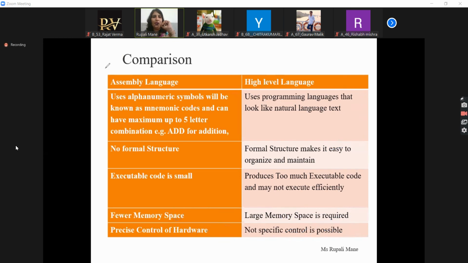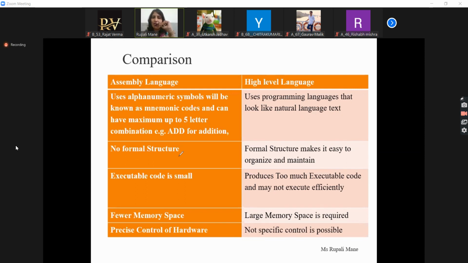Okay, so now you can see assembly language. It uses alphanumeric symbols, which are known as mnemonic codes and can have a maximum of up to 5 letters in combination, for example, ADD for addition. High level language uses programming languages that look like natural language text.